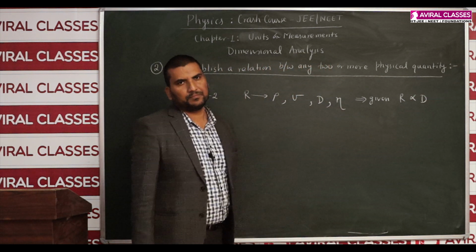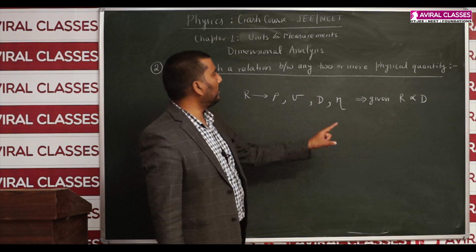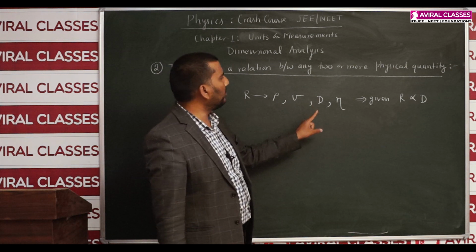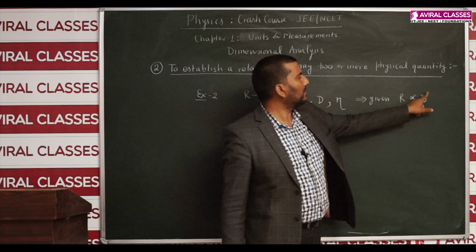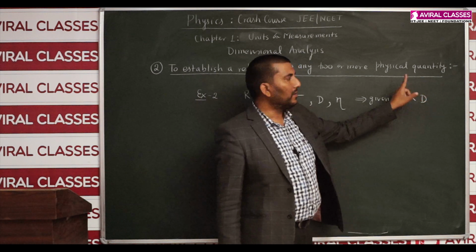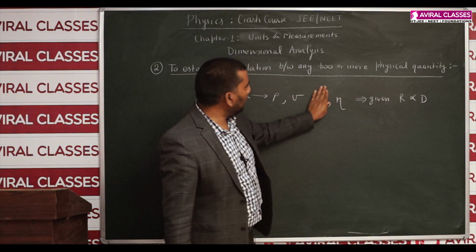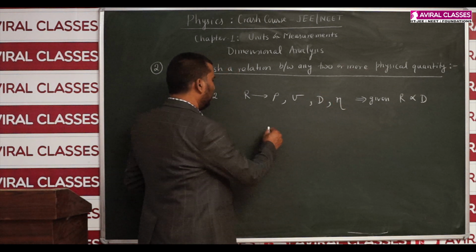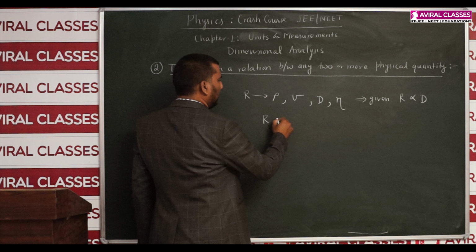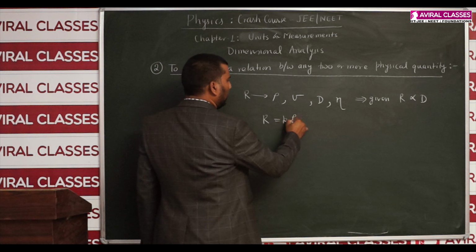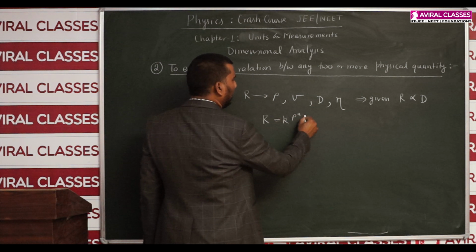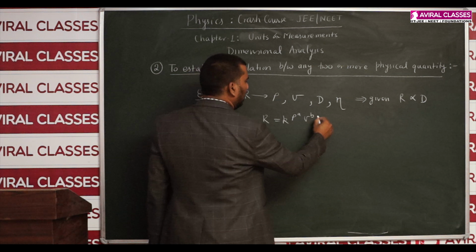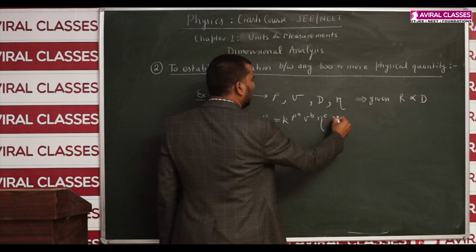Now we can solve, because if they have given that Reynolds number is directly proportional to D, it means they have given dimension 1. So now a(1) is known. You have 3 unknowns only, and you can solve it now. Consider let it is k times rho to the power a, v to the power b, eta to the power c, and d to the power 1.